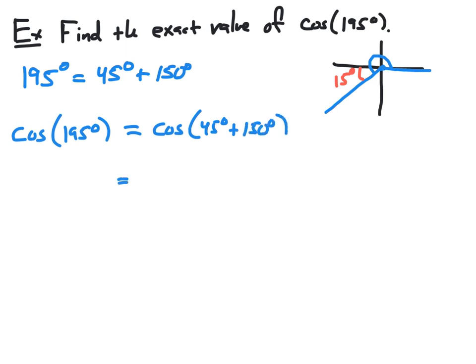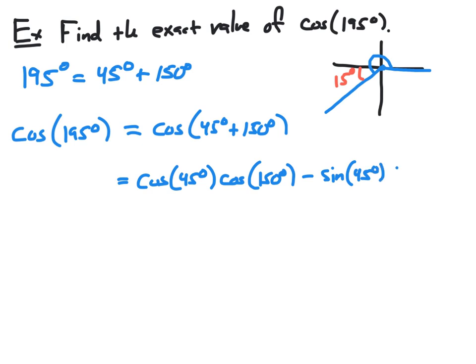Right? And so this will be cosine of 45 multiplied by the cosine of 150 minus the sine of 45 times the sine of 150 degrees. And now we just need to know all of these values, which we can easily figure out. The cosine of 45, of course, is square root of 2 over 2. The cosine of 150 degrees, we might have to think about for a moment.